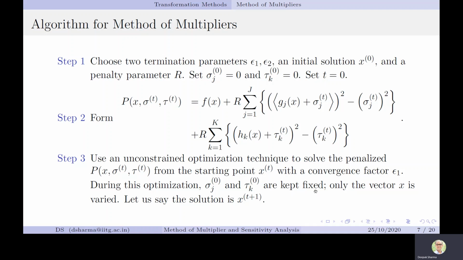So basically they are considered as a constant. Only this variable x is varied. By doing so, suppose we get a new point, say xt plus 1. So here, when we talk about the unconstrained optimization, this is similar to what we have understood in the penalty function methods. And before that, we have those methods for solving the unconstrained problem.